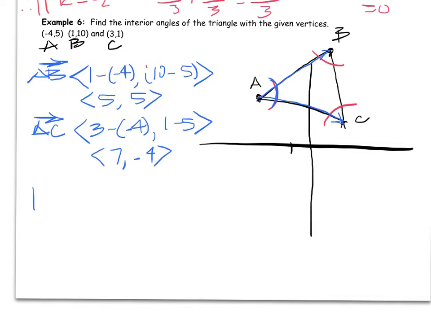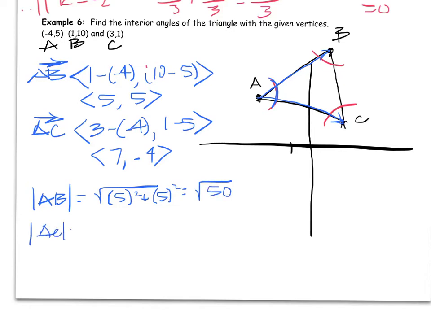Now I want to find the magnitude of AB. Since AB is already in component form, I can do the square root of a squared plus b squared. It's going to be the square root of 50. And the magnitude of AC is going to be the square root of 7 squared plus negative 4 squared, and that is the square root of 65.